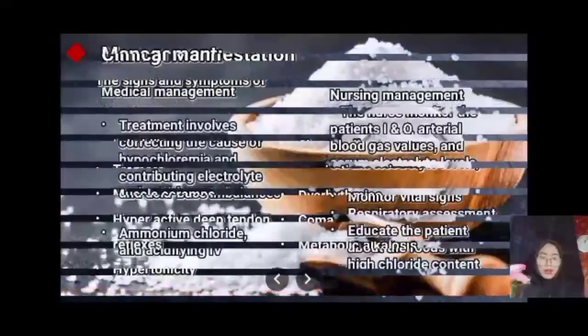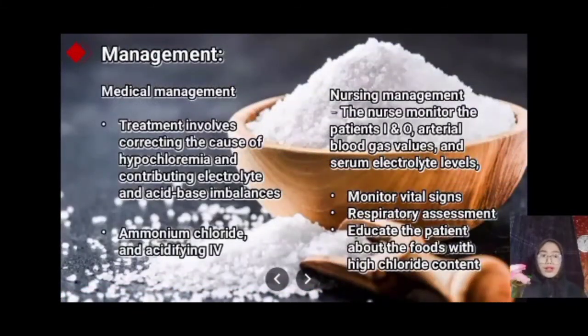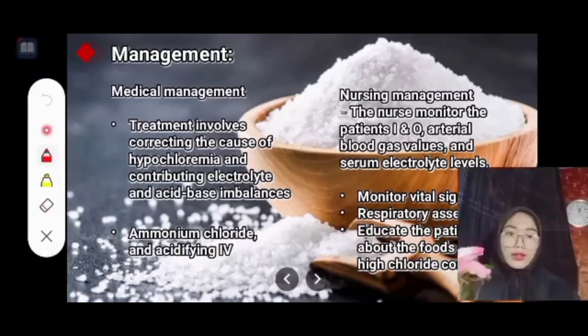So let's move on to management. With the medical management, treatment involves correcting the cause of hypochloremia and contributing electrolyte and acid-base imbalances, and then ammonium chloride and acidifying IV solutions. In nursing management, the nurse monitors the patient's intake and output, arterial blood gas values, and serum electrolyte levels. And then we monitor the vital signs, the respiratory assessment, and educate the patients about foods high in chloride content. So when we give the patient food, it must be high in chloride content.